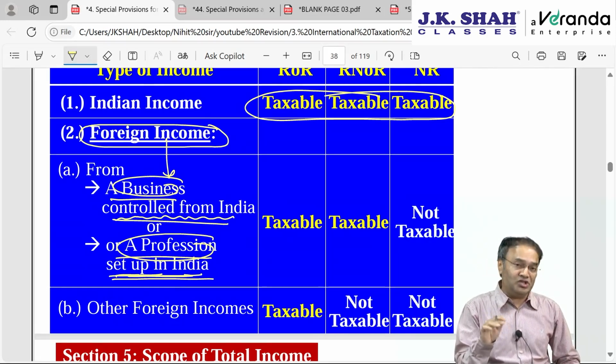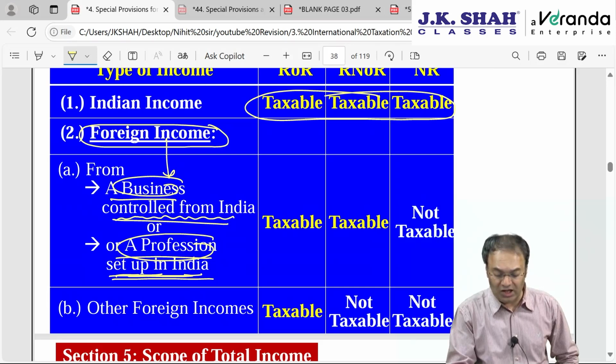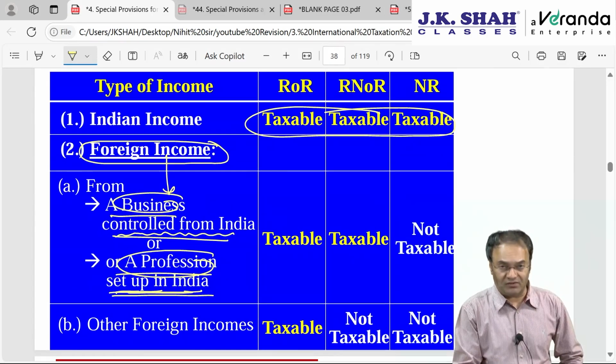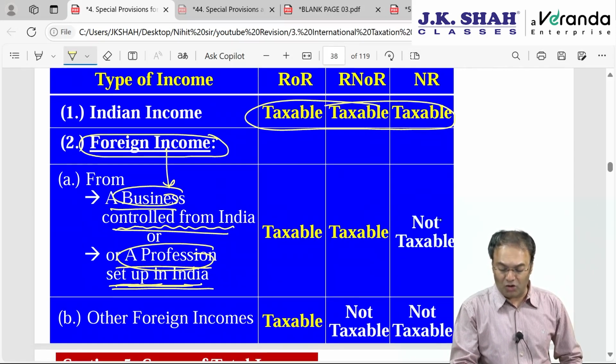You got this income because of your profession of chartered accountancy. Where did you do your CA course? India. Where is your COP, certificate of practice, registered? India. So it's an Indian income. Being an Indian income, technically it's a foreign income, but a special foreign income. We will not call it Indian income, but a special foreign income. Then for a non-resident it is not taxable. For ROR it is certainly taxable.